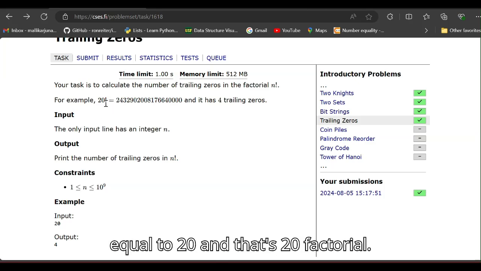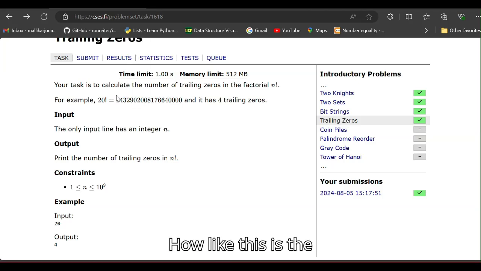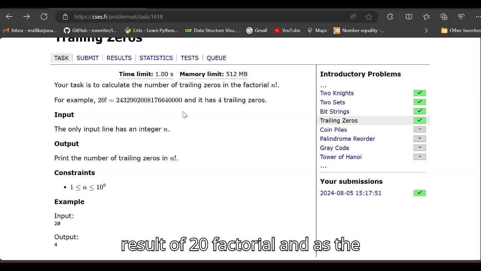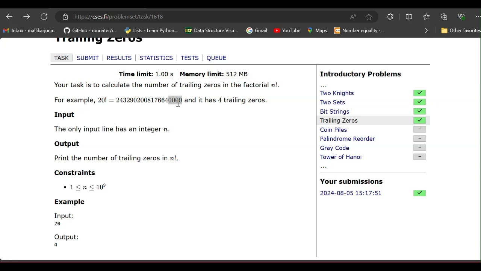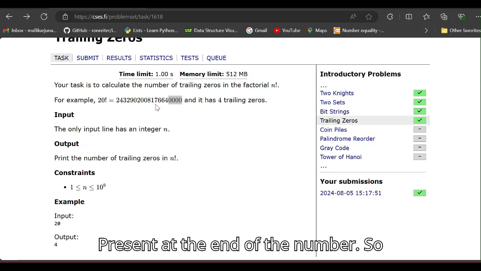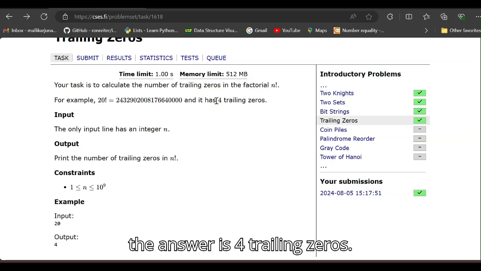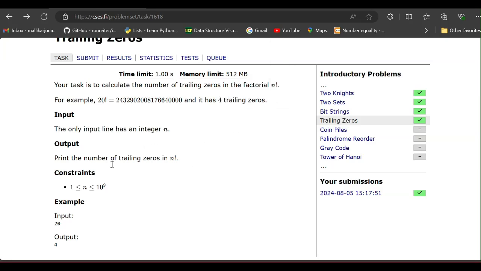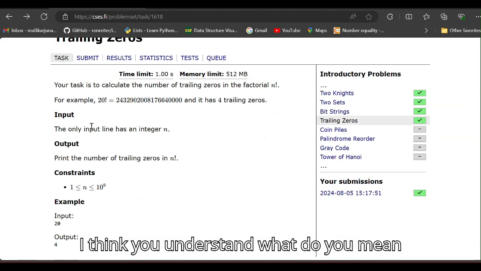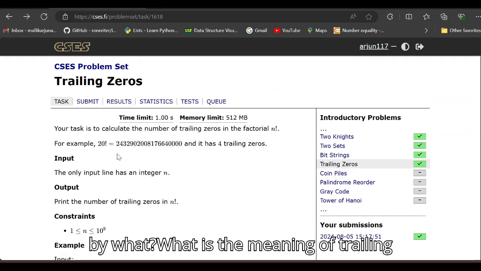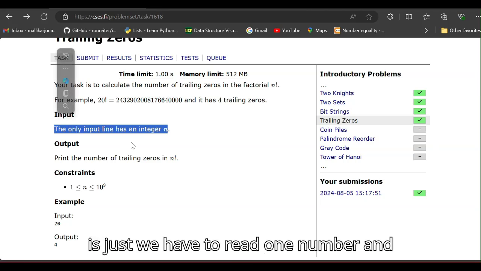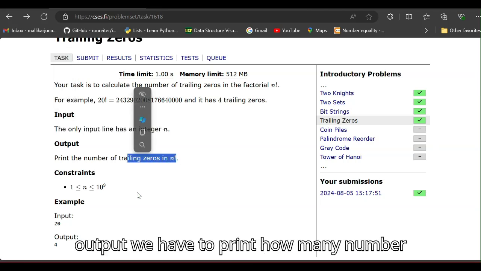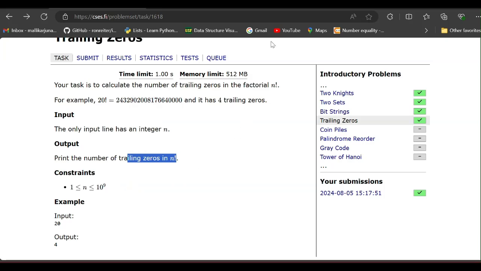For example, suppose n is equal to 20, and this is the result of 20 factorial. As there are only 4 zeros present at the end of the number, the answer is 4 trailing zeros. I think you understand the meaning of trailing zeros. The input is just one number we have to read, and as output we have to print how many trailing zeros the number has.